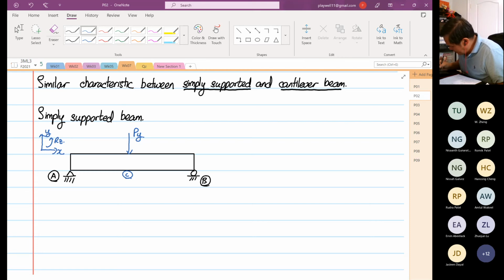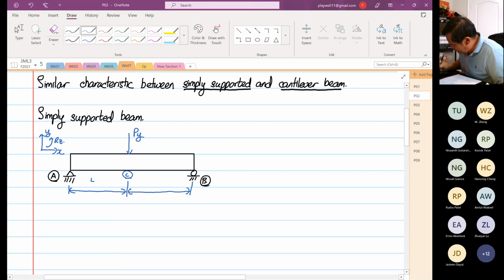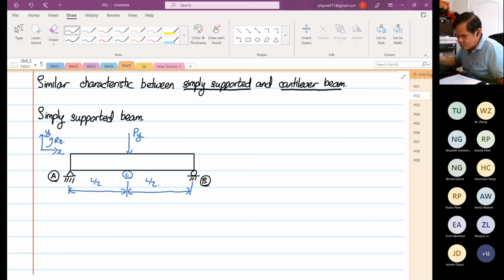Okay. And one thing I want to highlight: the distance from here to here, and the distance from here to here. Right. So this is our L/2, our L/2. So this is our simply supported beam. The next one I'm going to draw.